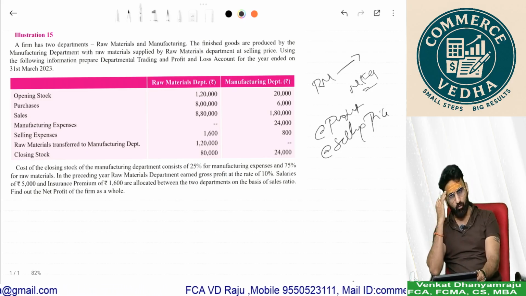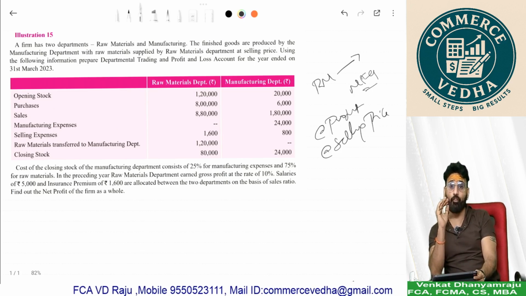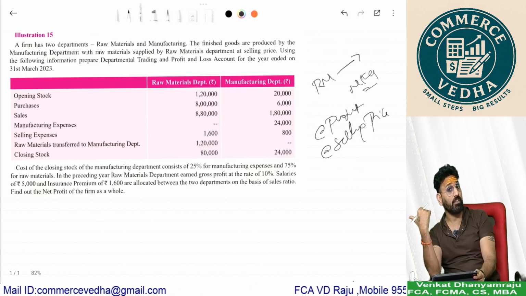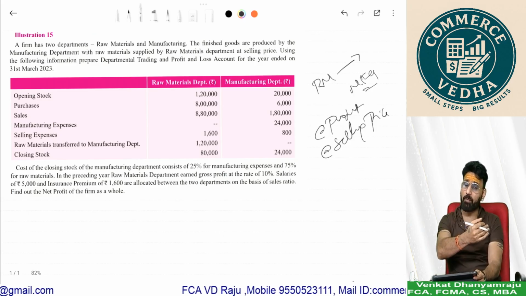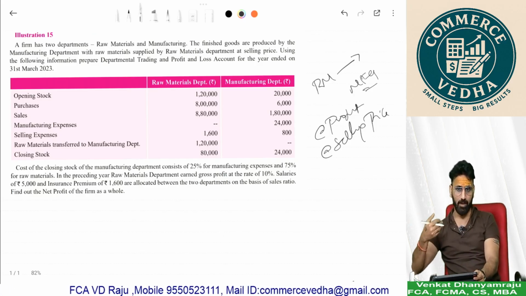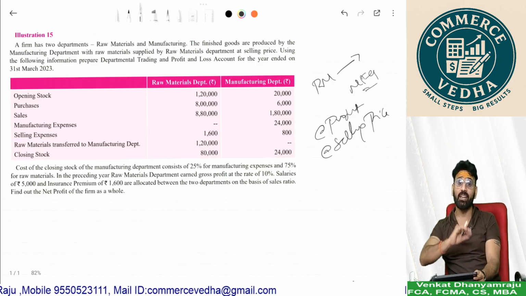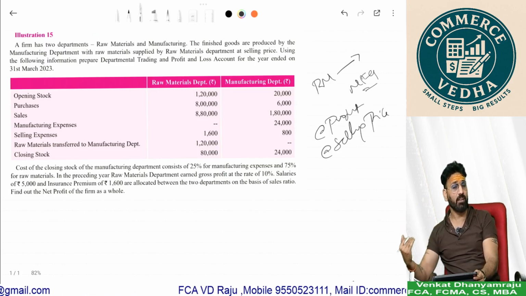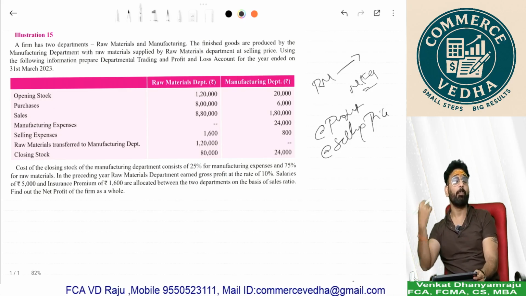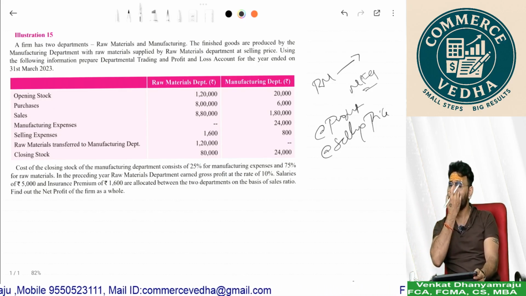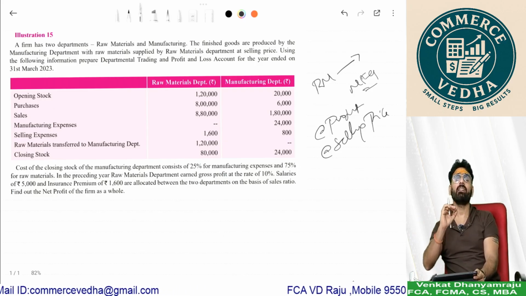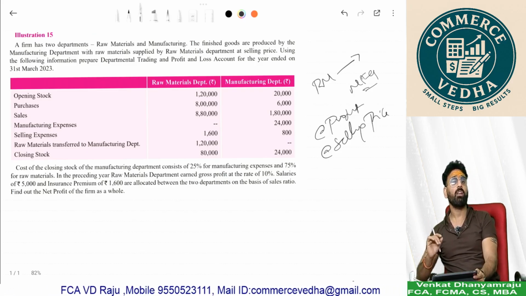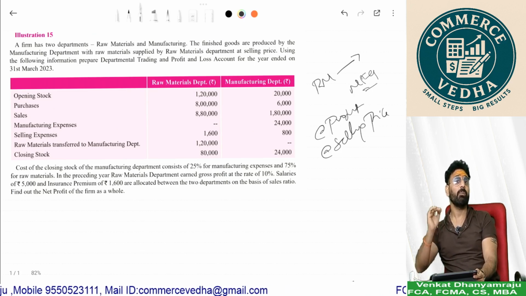Now, using the following information, prepare departmental trading and P&L account for the year ended 31st March 23. So what we should understand is there is a profit of the raw material department in the closing stock of the manufacturing department, because the manufacturing department gets its input from the raw material department, and the raw material department is sending the goods at its selling price. It means the stock at the manufacturing department includes the profit of the raw material department. However, for the company as a whole, unless the goods are sold, profit should not be recognized. Hence, in the closing stock, whatever the intercompany profit is must be eliminated.